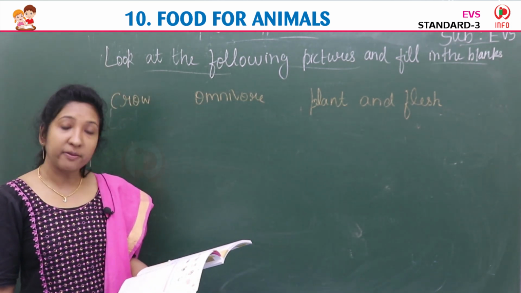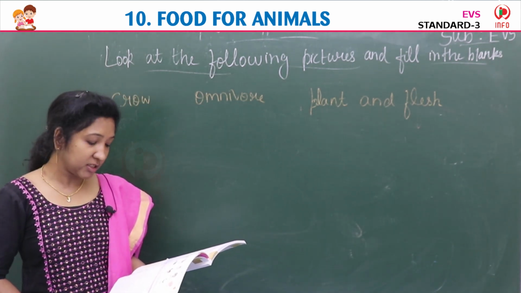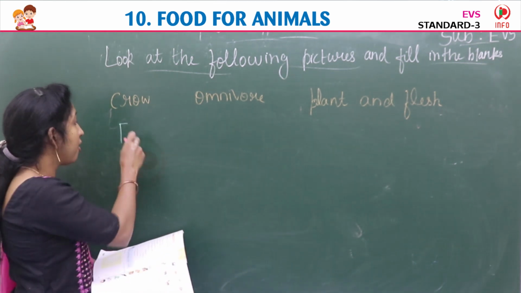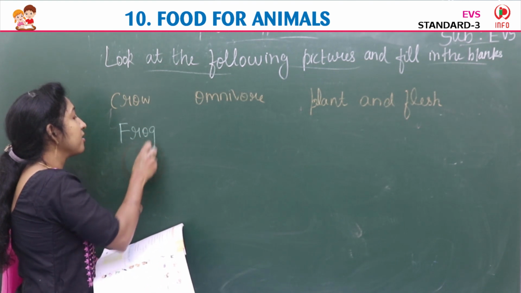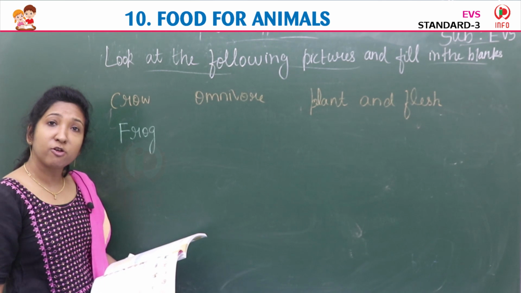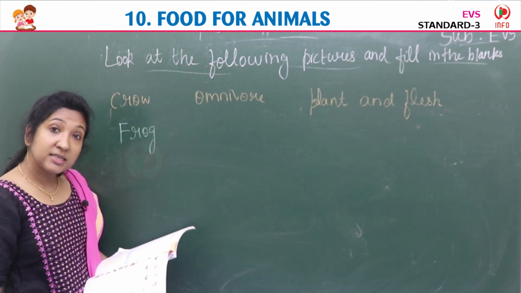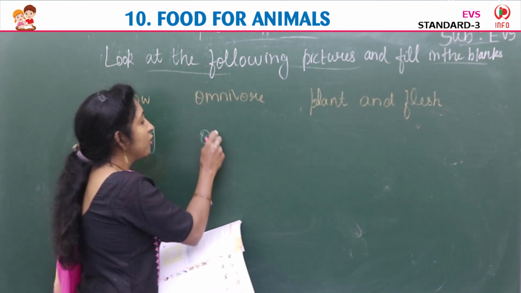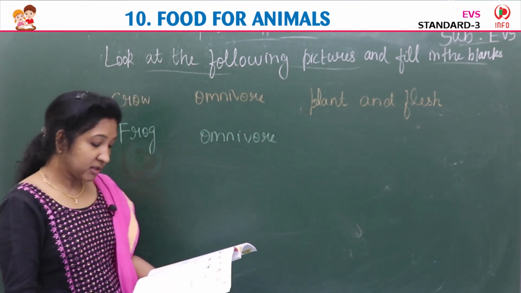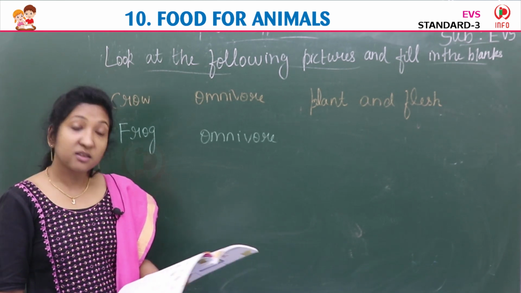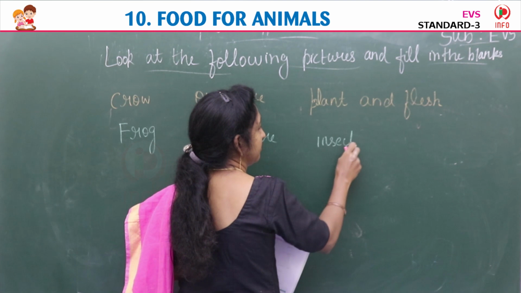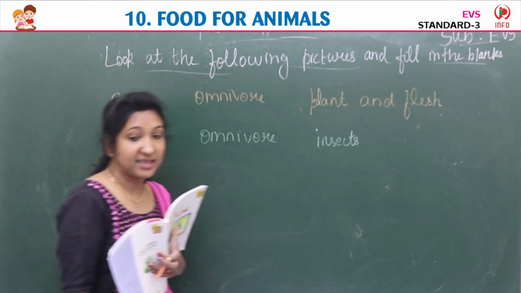Now, next picture. What is the picture there? It is a frog. Yes, it is a frog. Now, is it a herbivore, carnivore or omnivore? It is an omnivore, children. Omnivore. Okay. And you know, it eats insects. The main food we say is insects. Okay.